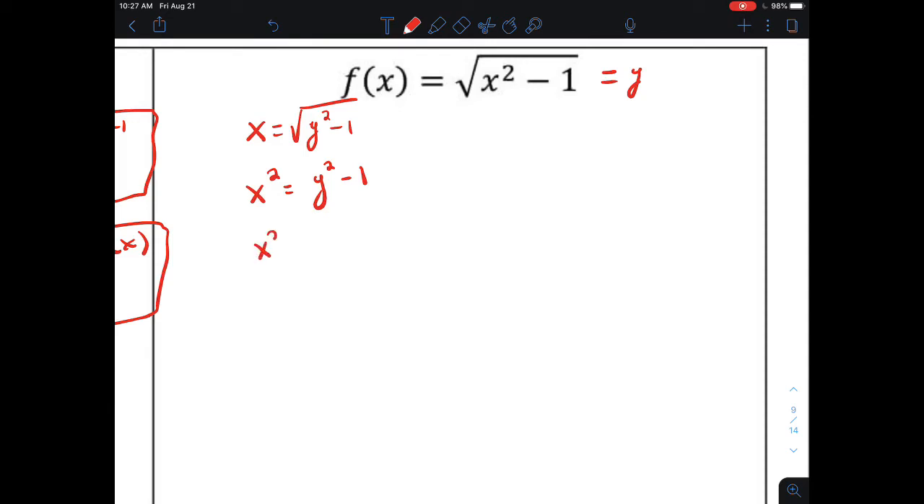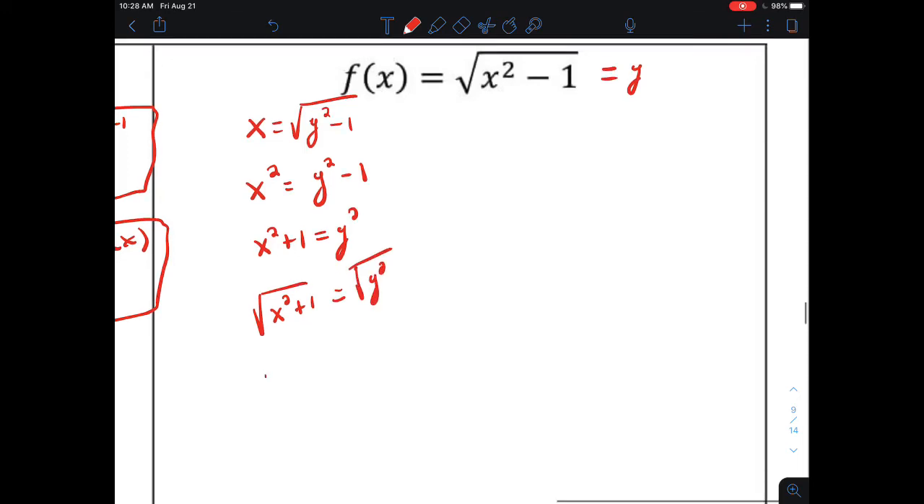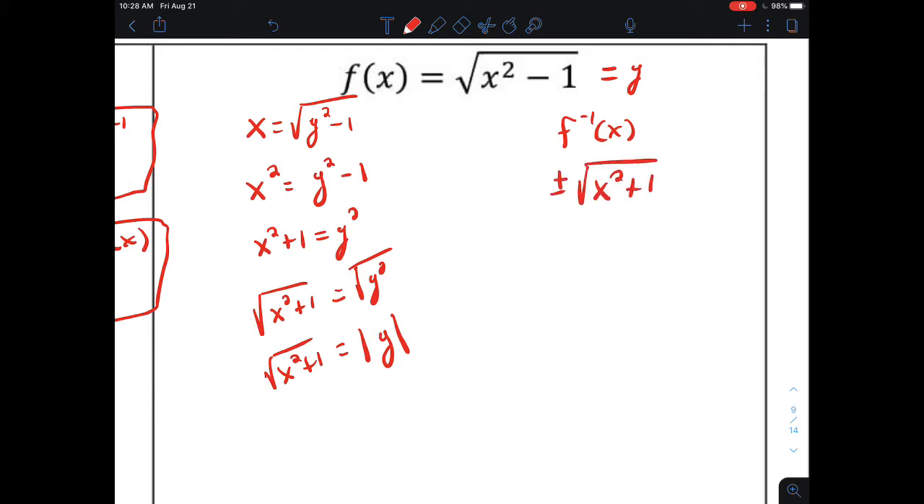And then I would add the 1 over and take the square root. And remember, the square root of a perfect square creates the absolute value. It'd be the absolute value of y, and then I would need to pick. And so our inverse function here is going to be equal to positive or negative square root of x squared plus 1.